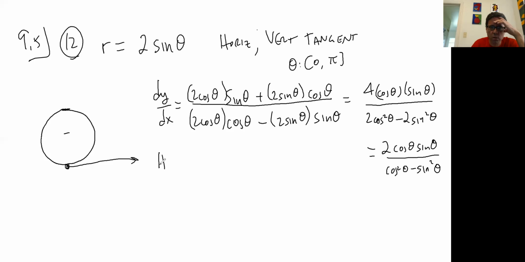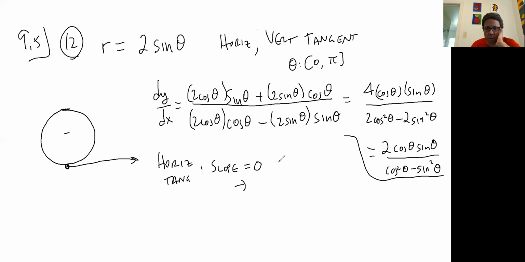So the horizontal tangents are when the slope is 0. So I want to set my fraction to be 0. And a fraction will be 0 whenever the top is 0, and I got to make sure the bottom's not 0 at the same time. So 2 cosine sine, set that to 0. Well, that'll occur whenever the cosine is 0 or whenever the sine is equal to 0.